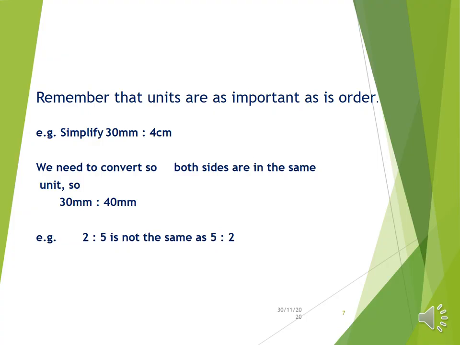Okay, very important. For example, 30 millimeters and 4 centimeters would be converted to the same units of millimeters, which is 30 millimeters and 40 millimeters. Now it's very, very easy. When you have both units the same, it's very easy to carry on and continue simplifying. Also, another point is 2 to 5 is not the same as 5 to 2, because one quantity comes first and the other quantity comes second. They are relating to two different things. Very important to bear that in mind.